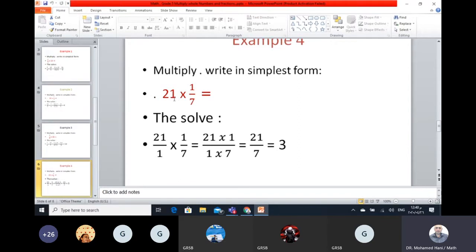Here, change 21 to 21 over 1. And here we have 1 over 7. 21 multiplied by 1 and 1 multiplied by 7. 21 multiplied by 1 will be 21, and 1 multiplied by 7 will be 7. 21 divided by 7 will be 3.